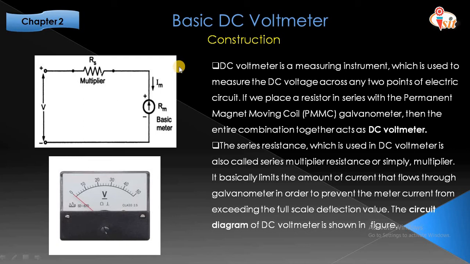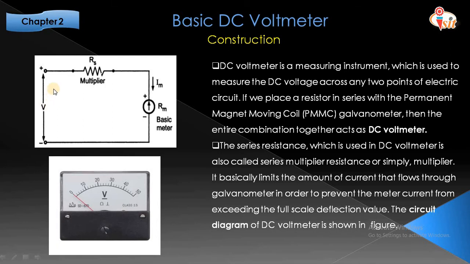Now I am again repeating this concept. Suppose the voltage here is very high, then the current flowing through this is also very high. Then what is the function of this multiplier? This multiplier opposes the current flowing through this circuit. This multiplier is nothing but a resistance, and this resistance opposes the current flowing through the circuit. Once the current is decreased, then automatically this voltmeter would be capable of measuring the voltage, which is a very high amount.